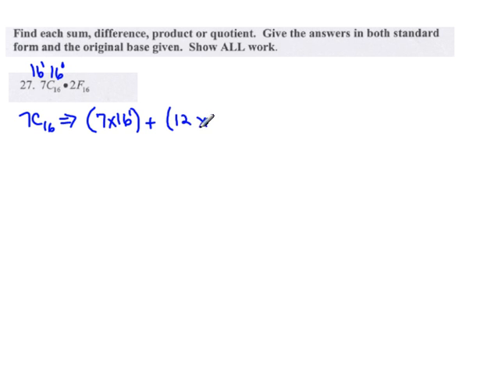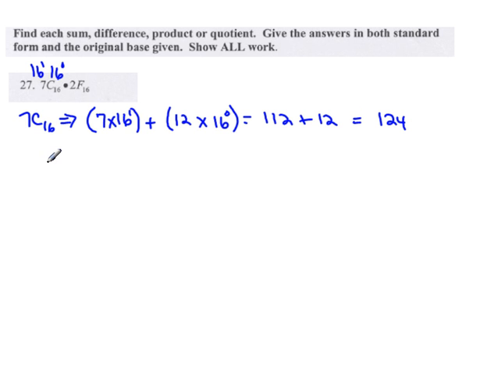So 12 times 16 to the 0. And then use your calculators. 7 times 16 to the first is 112. Remember, anything to the 0 power is 1, so 12 times 1 is 12. Add the numbers and you get 124.